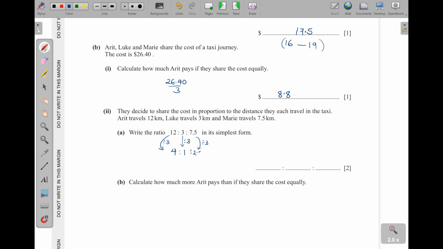This gives 2.5. Then after that, because this one is a decimal, to make it a whole number, I can multiply all through by 2. Okay, multiply this by 2, multiply this by 2. So I'll get a 5 here, then a 2 here, and then an 8 here. So that means the ratio is going to be 8 to 2 to 5.